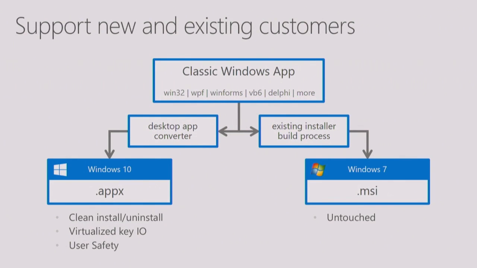The really important thing here is we make it easy for you to support both new and old customers, Windows 10 and Windows 7 devices. So you could take your existing application, again, no changes at all, run it through the desktop app converter. The Apex runs on Windows 10. Your existing installer is what you'll use on Windows 7 and other operating systems before Windows 10, and we don't require you to change anything with that.